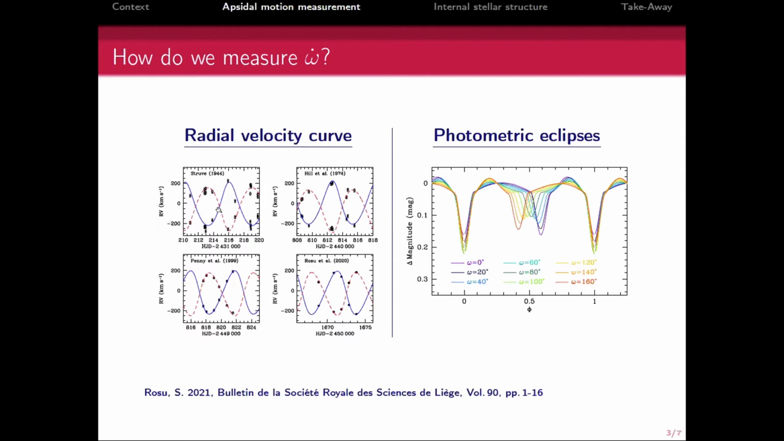You can see here that the first set of data and the last one are separated by about 60 years, and you see a clear change of morphology of the radial velocity curve, which is the sign of the presence of apsidal motion in this system.